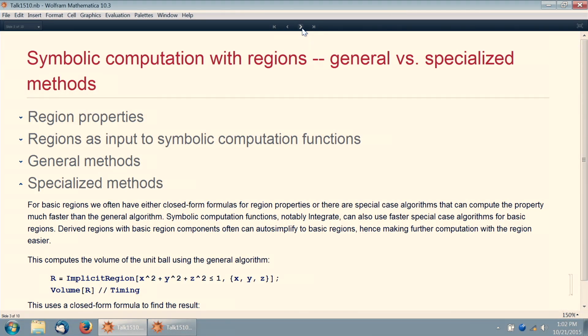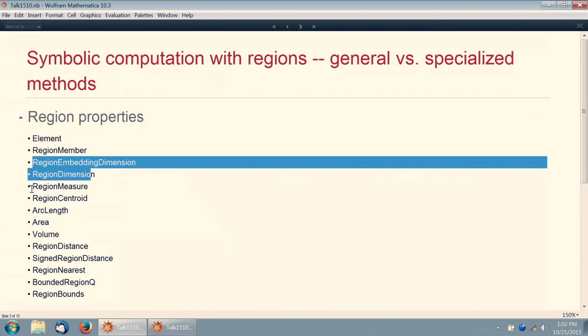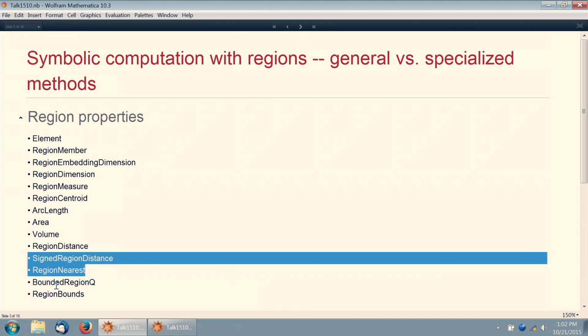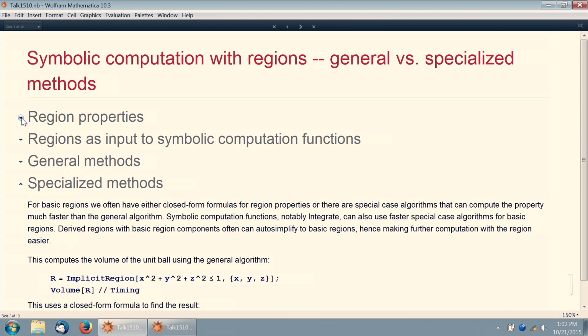And so how do we do symbolic computation with regions? What do we want to compute? We can compute region properties. So here are the functions that compute properties: region membership, then the dimension properties, measure properties, distance properties, and deciding whether a region is bounded and computing region bounds. So here are the various properties of regions that we might want to compute.